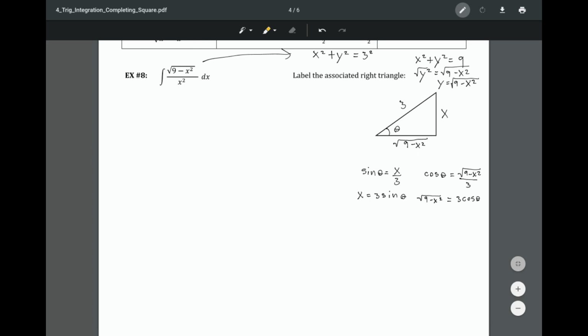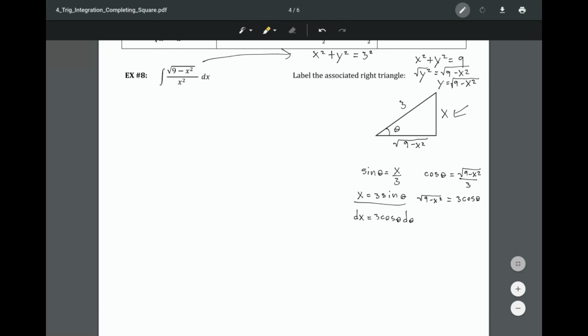All right? And last but not least, I'm going to have to take that x that I found here, which is now this, and take the derivative of that. So again, if x is 3 sine theta, then dx is going to be 3 cosine theta d theta.